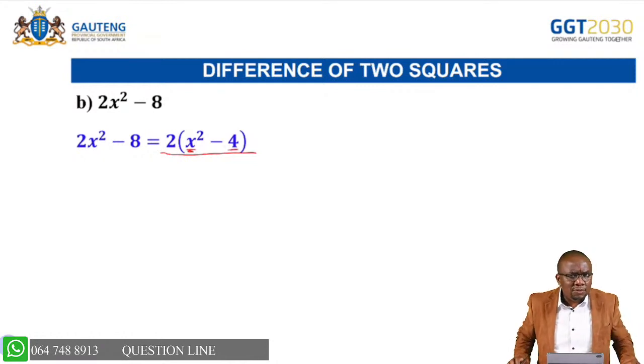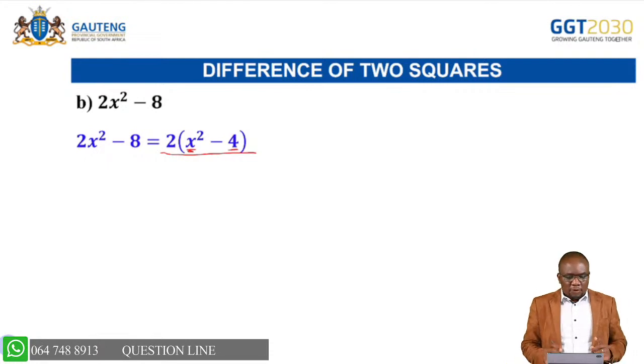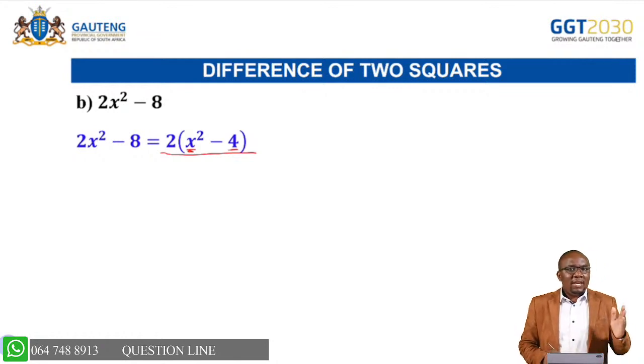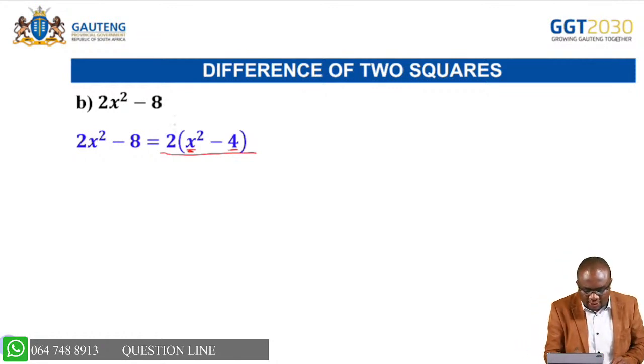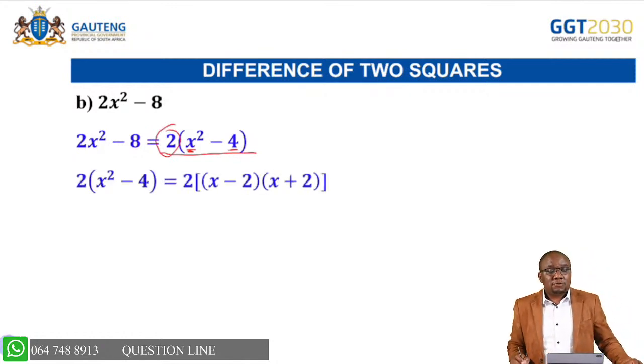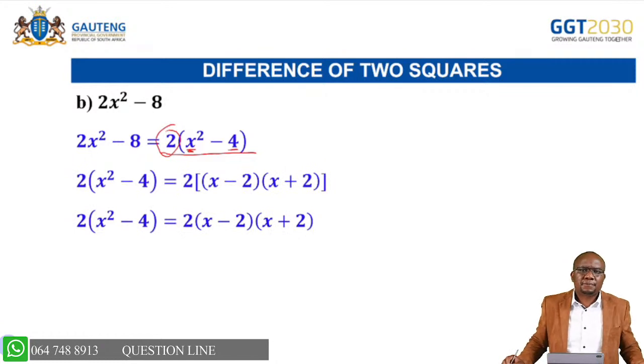Are these two terms squares? Yes, they are, because 4 is 2 squared. So now what's the square root of x squared? X. What is the square root of 4? 2. So what are we going to have in the brackets? The two brackets, x minus 2, x plus 2. But don't forget this 2, which is outside. You see that? So now we have our difference of two squares factorized. Mark your work there.